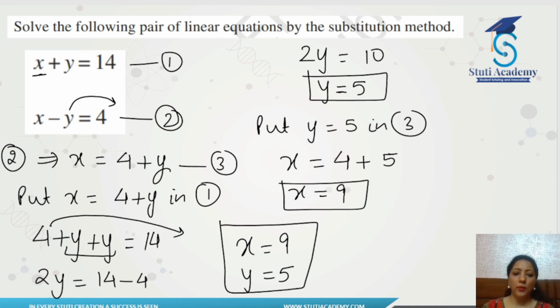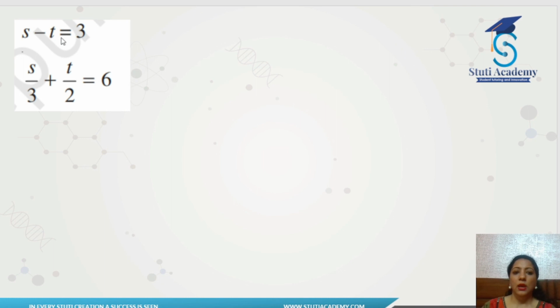Let's discuss one more question. Here we have s minus t is equal to 3. Let's name this as the first equation. S upon 3 plus t upon 2 is equal to 6. That is the second equation.